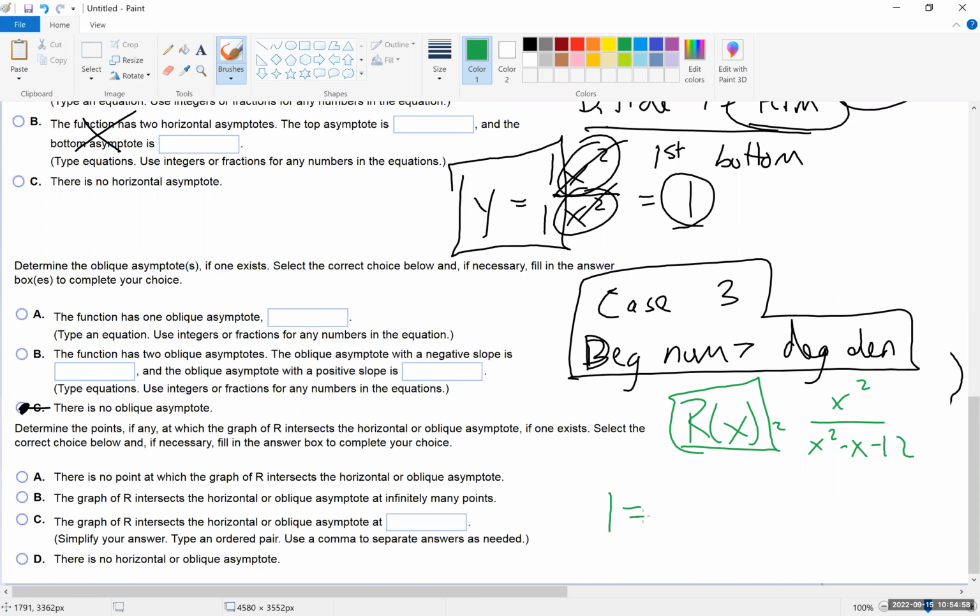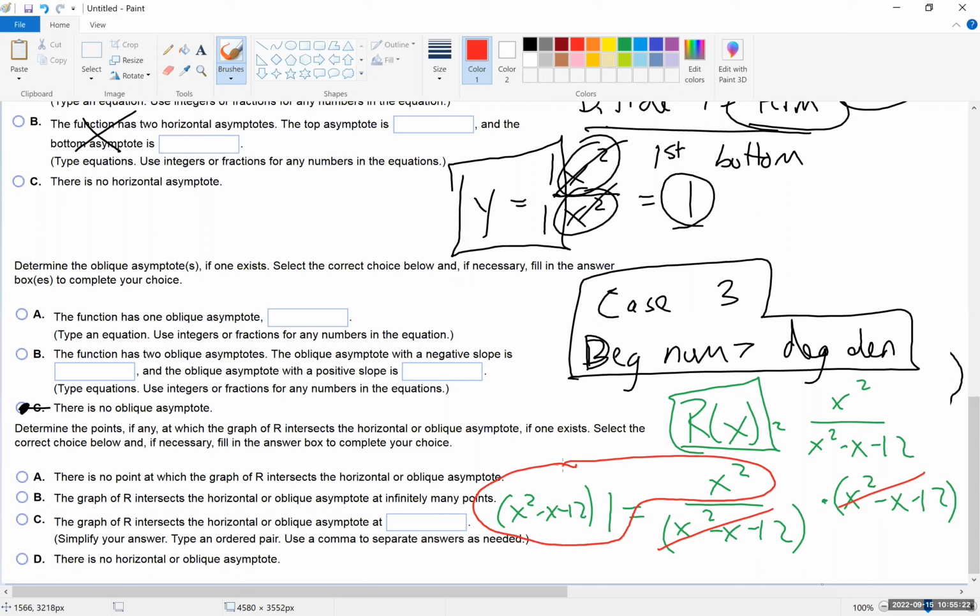Is the y value ever equal to 1? And the way we're going to solve this always is we're going to multiply both sides of the equation by the denominator, which is x squared minus x minus 12. And then on the right side, they're always going to cancel. And so this is what we have on the left side. 1 times x squared minus x minus 12 is just x squared minus x minus 12, and that's going to be equal to x squared.